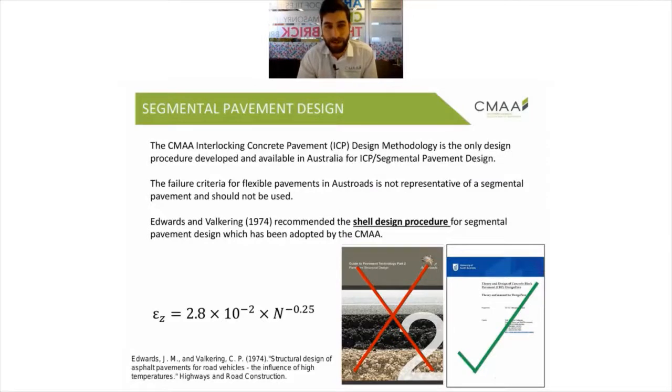When we're designing interlocking concrete block pavements, we're using DesignPave. When we're modeling rutting failure, we're using a different formula than what's used in Ostrodes. Ostrodes uses a fatigue formula which represents the way asphalt fails. We use Valkyrie and Edwards equation, which through the research that we've performed with University of South Australia is a more representative formula to determine the amount of allowable repetitions for a block paved system, okay?